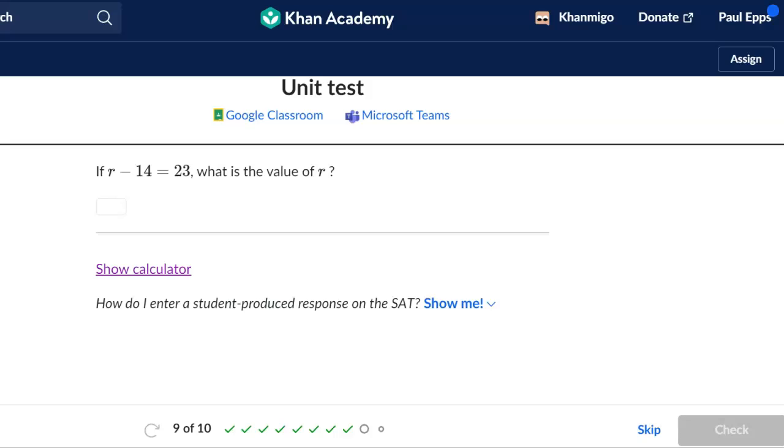If r minus 14 is 23, what is the value of r? We could use a calculator if we wanted to, but the way to go is add 14 to both sides. We'll get r equals 37.